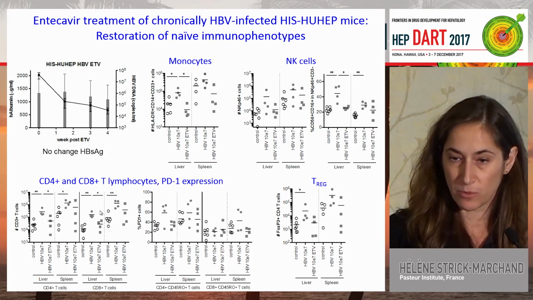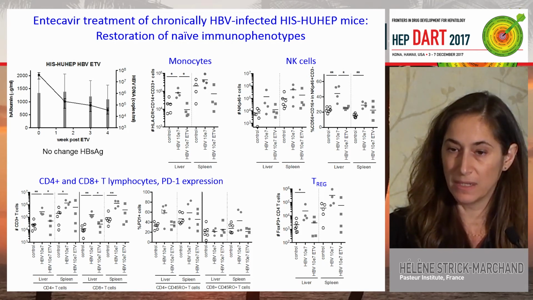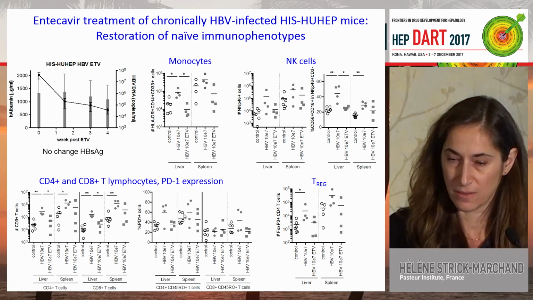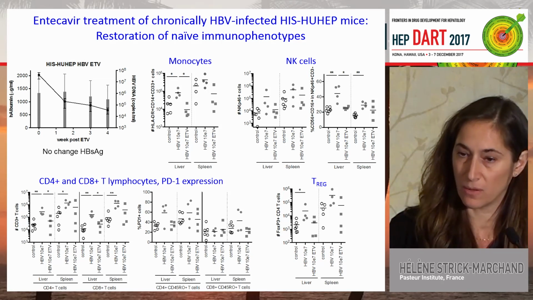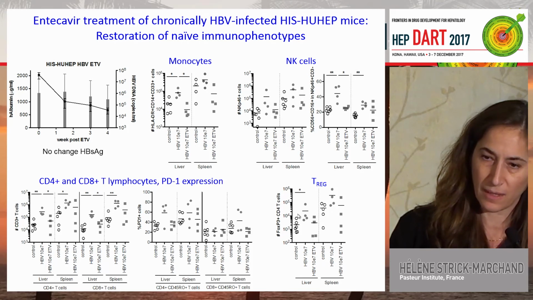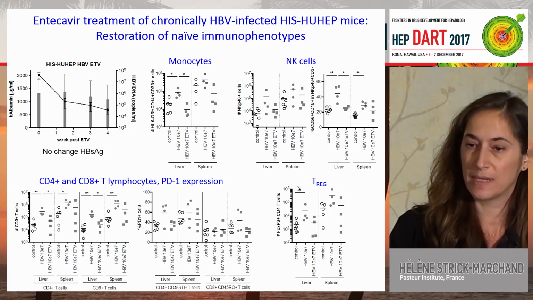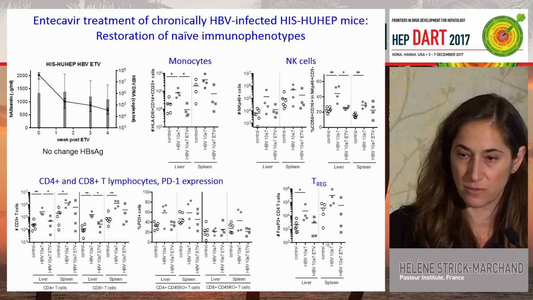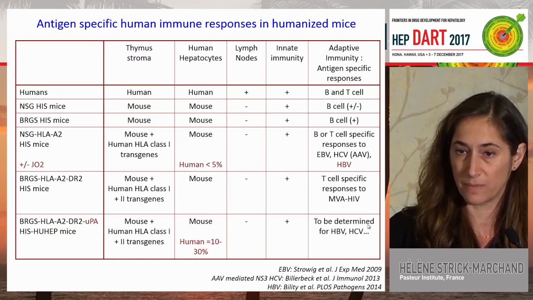We see diminished numbers of CD4 and CD8 T cells, and even the PD-1 expression is downregulated in the T cells in the liver specifically. Furthermore, when we're thinking of immunoregulation, we see that the number of T regulatory FOXP3-positive cells is also diminished in the liver of these animals.